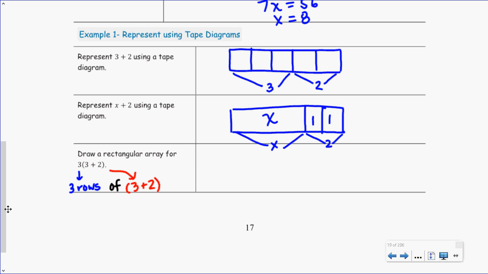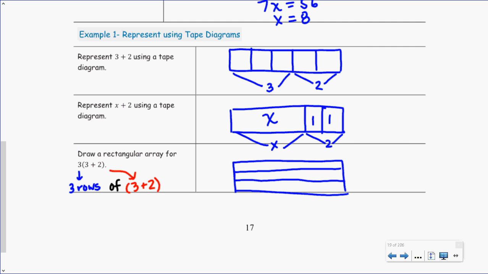3 rows of 3 plus 2. So we're going to go back to the one up above, the first one in example 1, and we've got 1 row, 2 rows, and 3 rows, and each one of those is going to have 2, 3. Made it a little too big, but that's okay. You just split it how you see best.